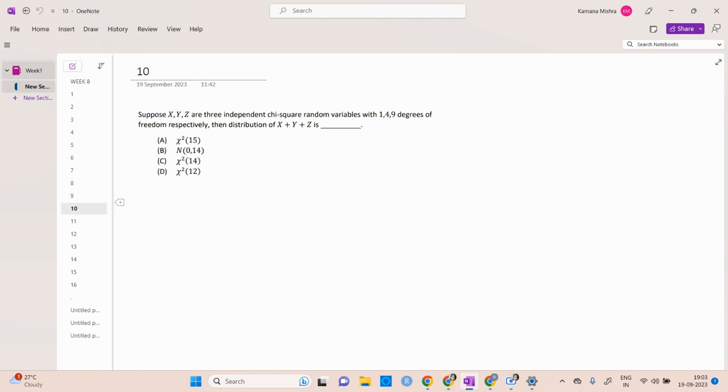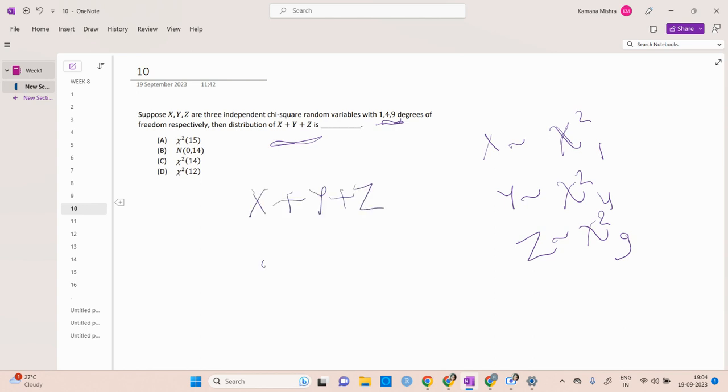So the tenth question is that all the questions after this will be based on the theory part. We have x, y, and z, three independent chi-square random variables. x follows chi-square with degree 1, y follows chi-square with degree 4, and z follows chi-square with degree 9. What distribution will their sum follow? The rule is that x plus y plus z will follow the chi-square distribution with the summation of the degrees. So it will be 1 plus 4 plus 9, which is 14.